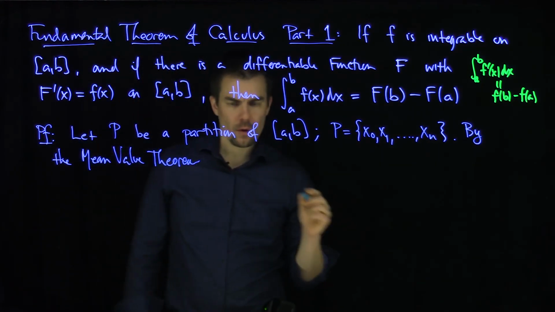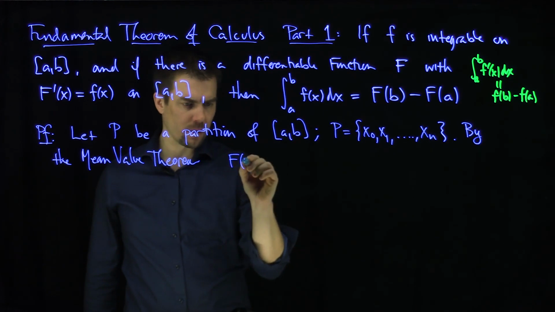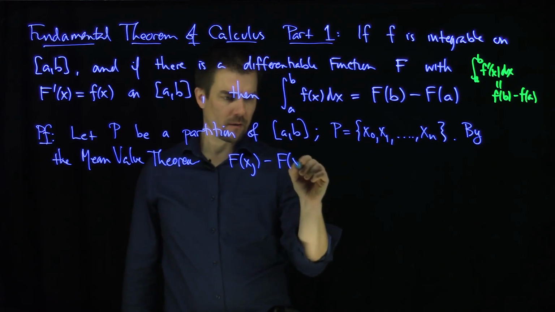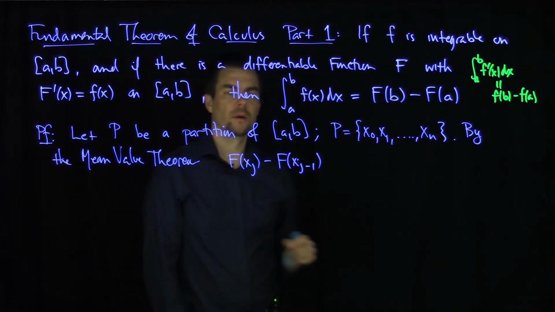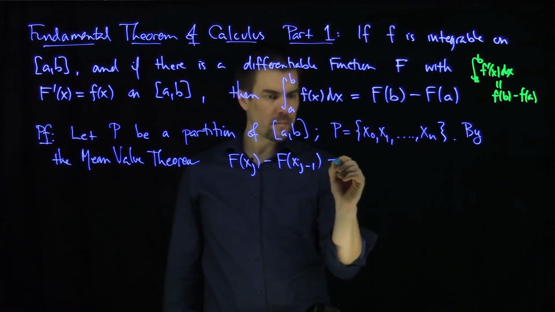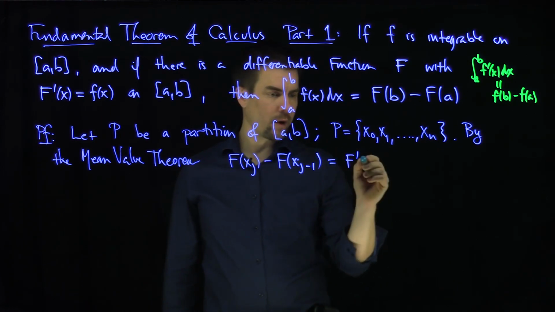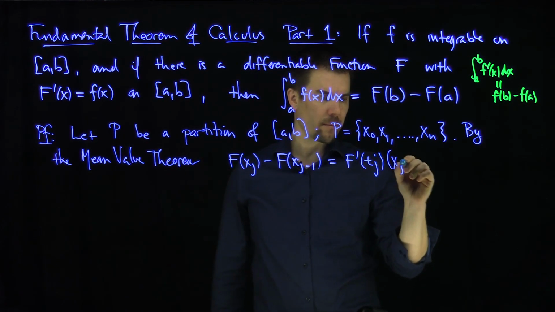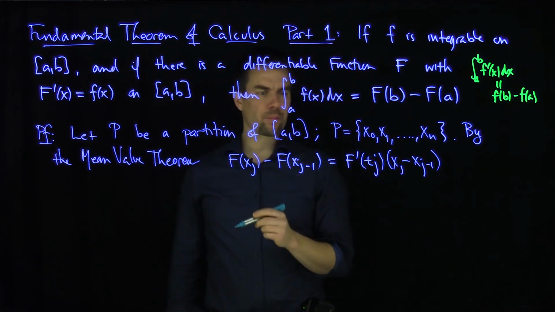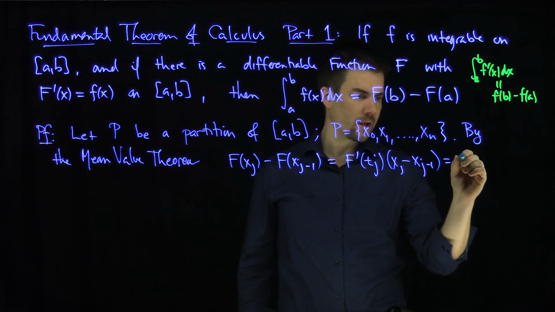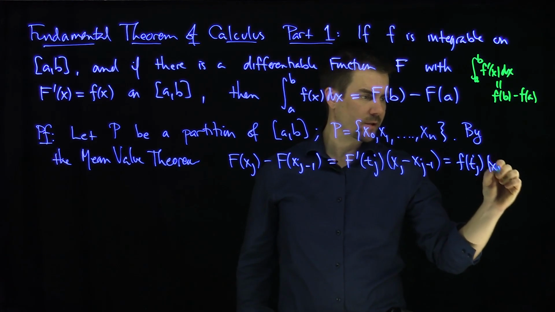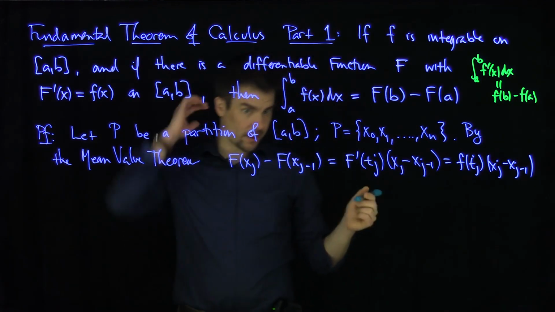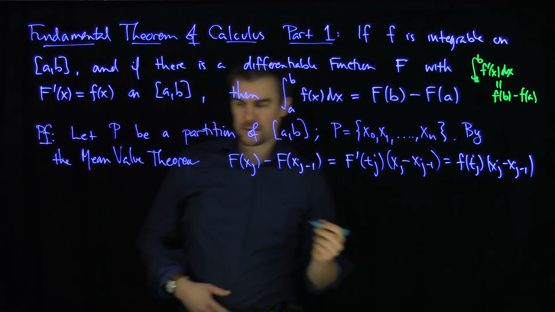By the mean value theorem, we know that capital F of xj minus capital F of xj minus 1 is equal to F prime of some point, let's call it tj, times xj minus xj minus 1. But we know what F prime is. By assumption, F prime is little f. So this is going to be little f of tj times the difference xj minus xj minus 1. And that's for every j. And so what I can say is the following.